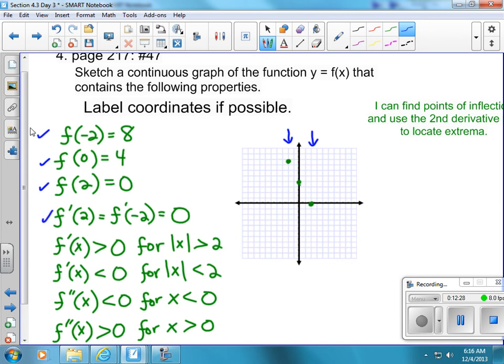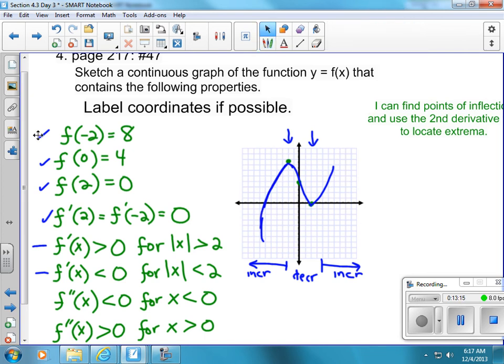So the next 2 statements, this one and this one, tell us about whether the function is decreasing or increasing. So the derivative is greater than 0. It's increasing for absolute value of x greater than 2. So over here, it's increasing, and over here, it's increasing. And that means the other statement is just the opposite. It's decreasing for absolute value of x less than 2. So in between here, the function is decreasing. So that means it's going up, then it's coming down, and then it is going up. Okay, now that's a possible graph right there. But we have to take in the rest of the story.